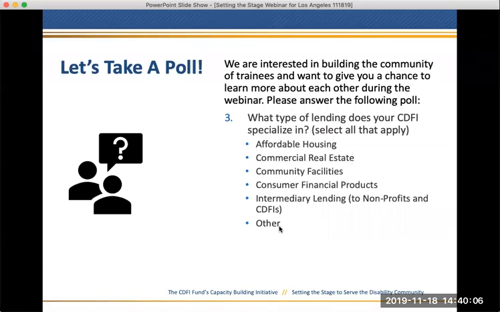We can interpret the poll now, Brittany, if there's time. Okay, so consumer financial products, 75% of you. Okay, great. But we also have some intermediary lending, affordable housing, commercial real estate, and community facilities. And small business lending, Joseph says. Okay, great. This is great. So I think our subject matter experts and what we've already explored in our first training will be really helpful for understanding what some of your needs may be.